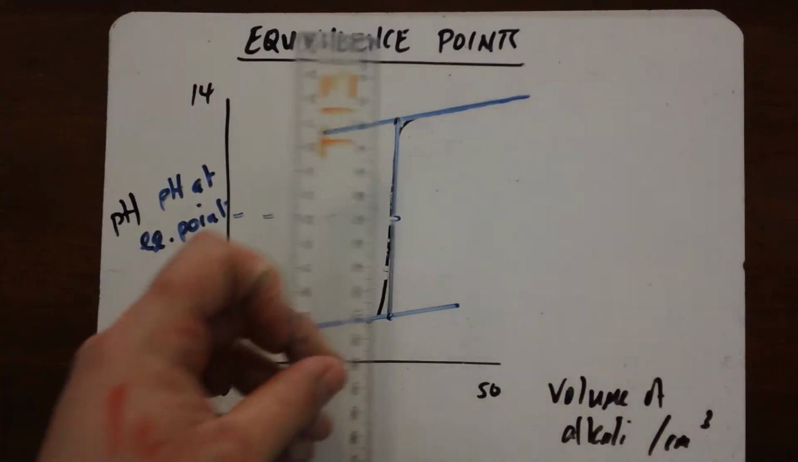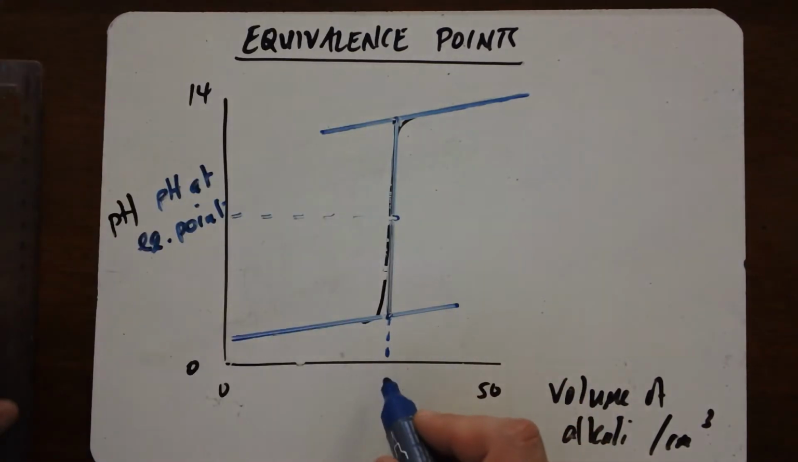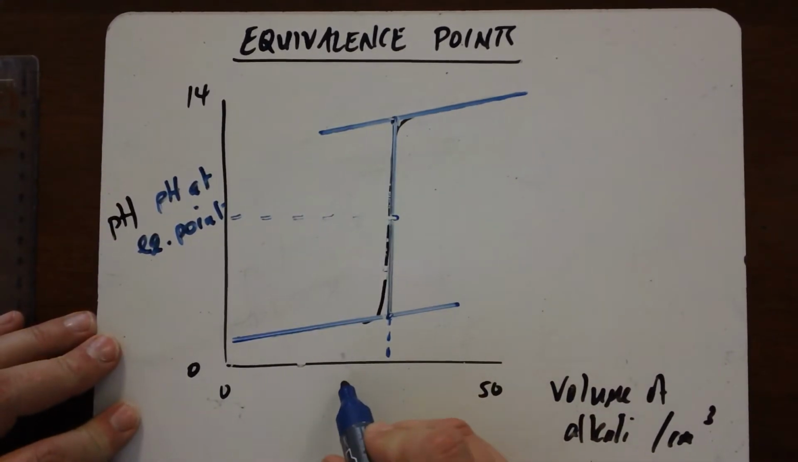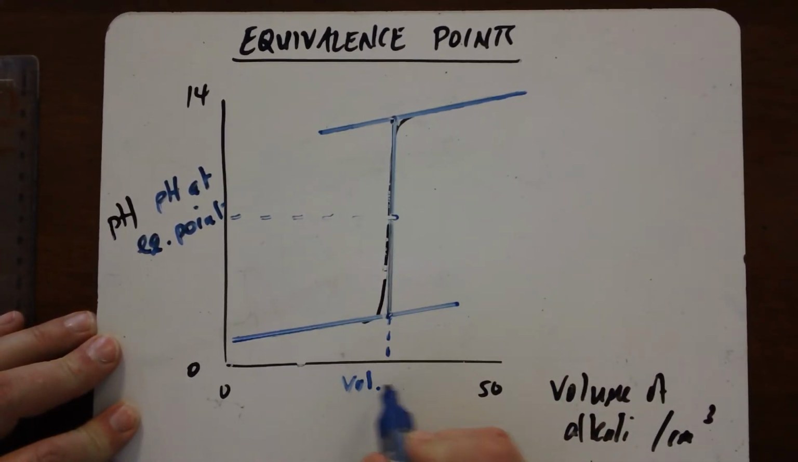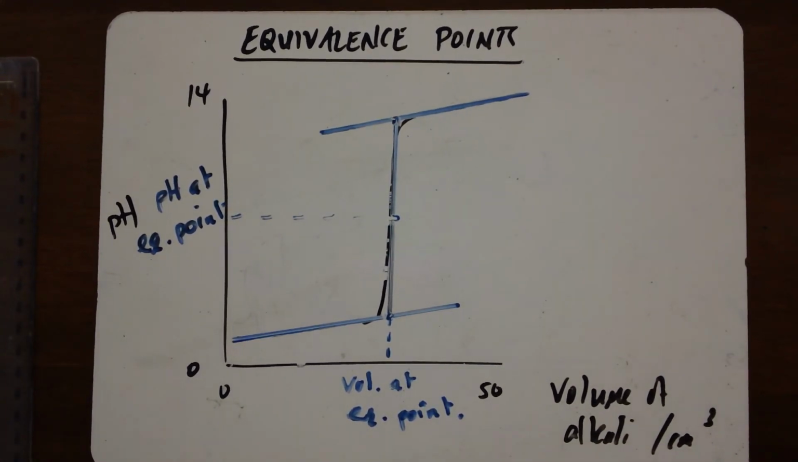You can also read down from this point here, so down from the sharpest point. This is the equivalence point, and this is the volume of titrant at the equivalence point. So quite often two values that you do need to be able to work out from a graph.